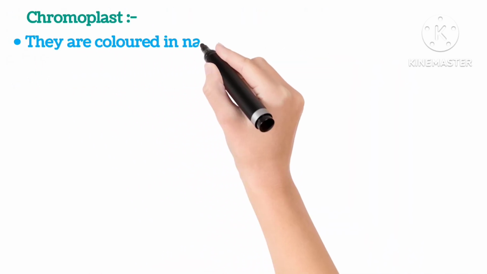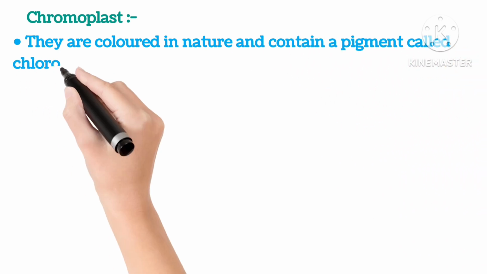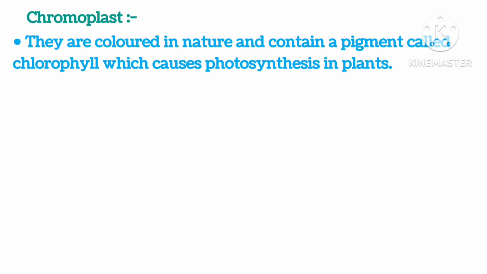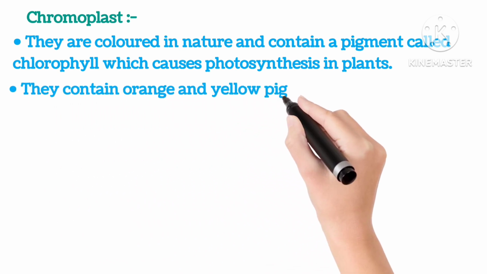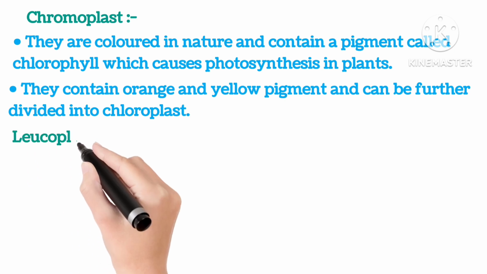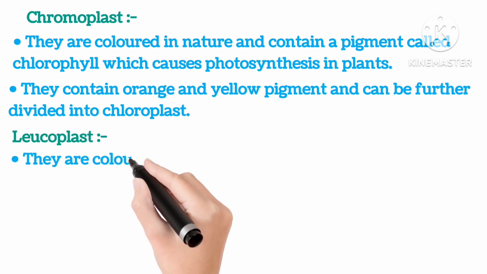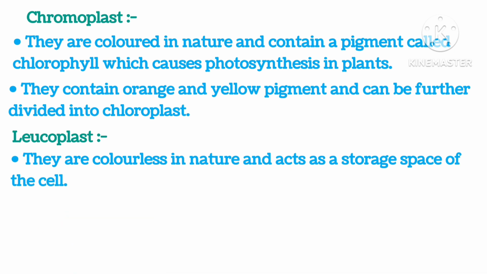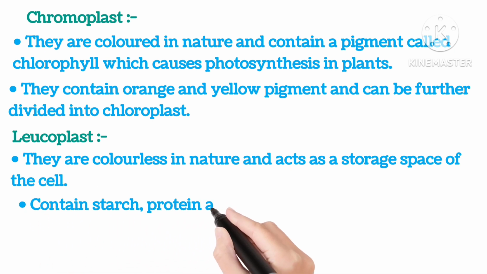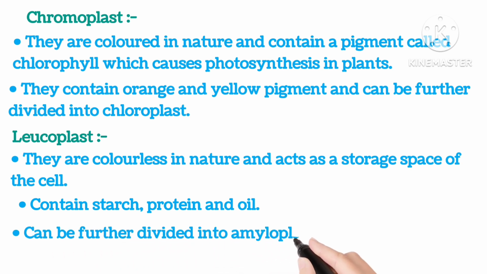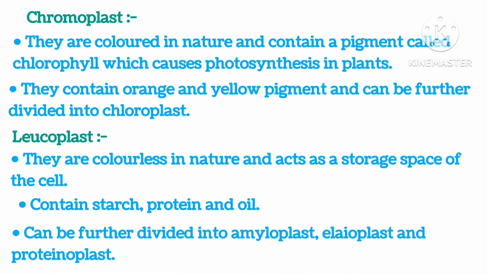First is chromoplast. They are colored in nature and contain pigments called chlorophyll, which causes photosynthesis in plants. They contain orange and yellow pigment and can be further divided into chloroplast. Next is leucoplast. They are colorless in nature and act as a storage space of the cell. They contain starch, protein and oil. They can be further divided into amyloplast, elaioplast and proteinoplast.